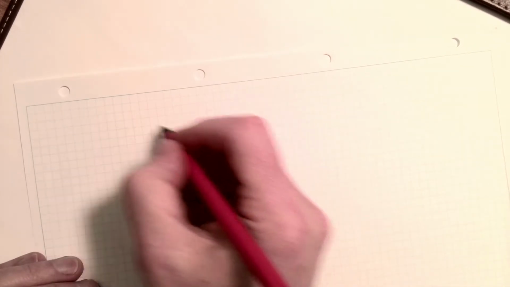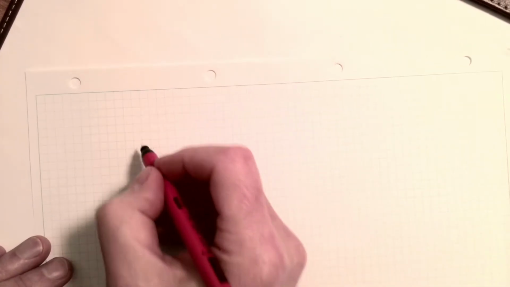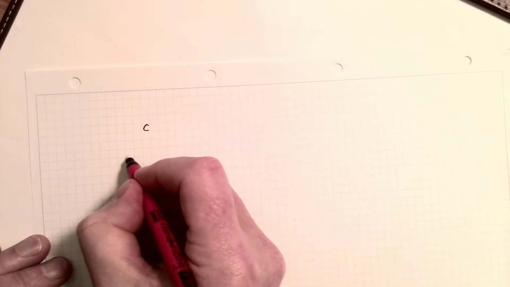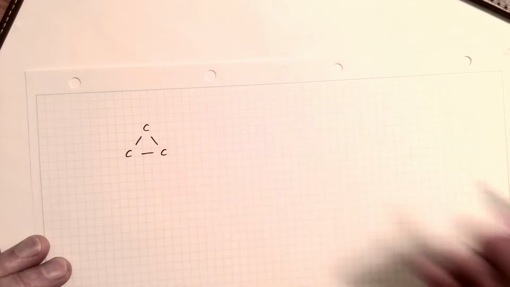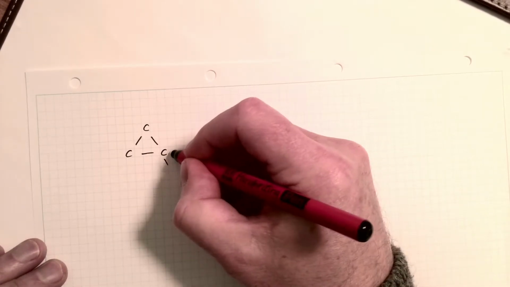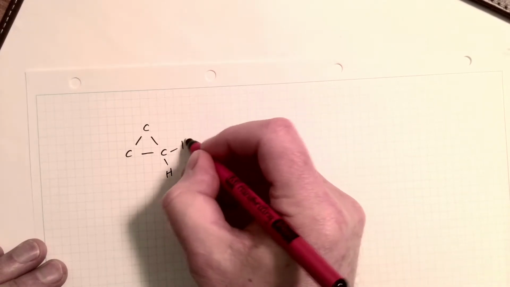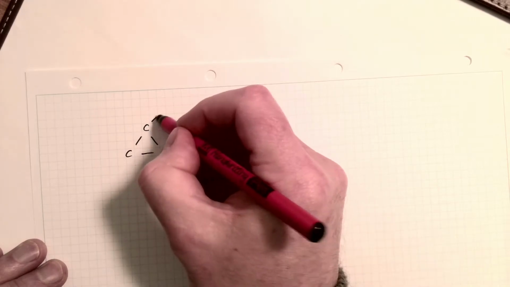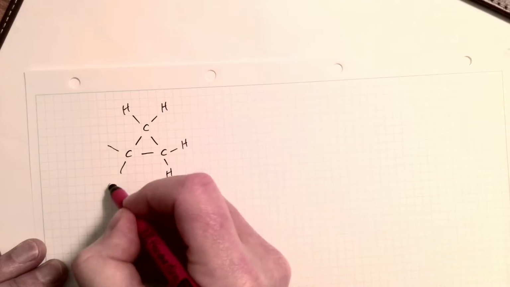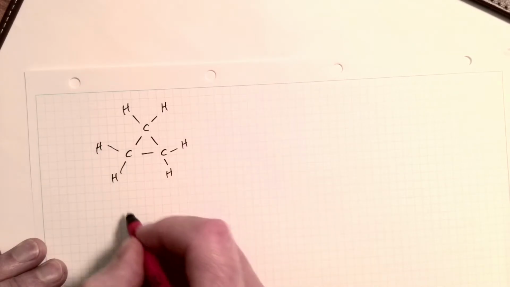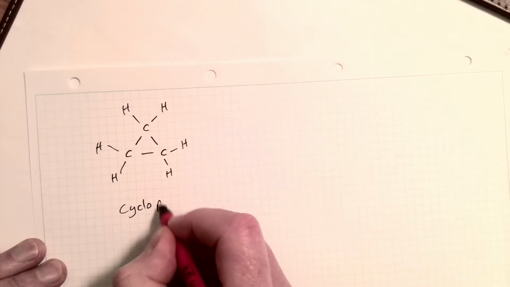Now, let's just draw them out. So we'll do cyclopropane first. We have C, we have 3 carbons, nice and easy. And then we have 2 hydrogens. Remember, every carbon has 4 bonds. That's cyclopropane.